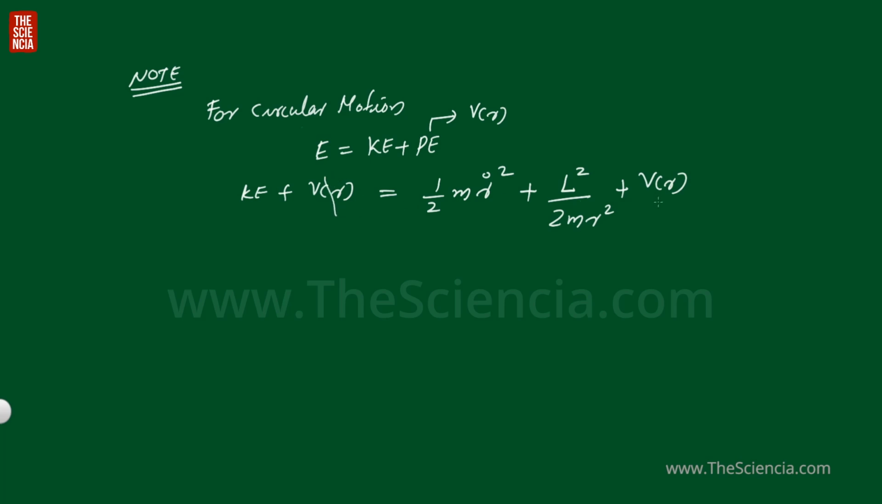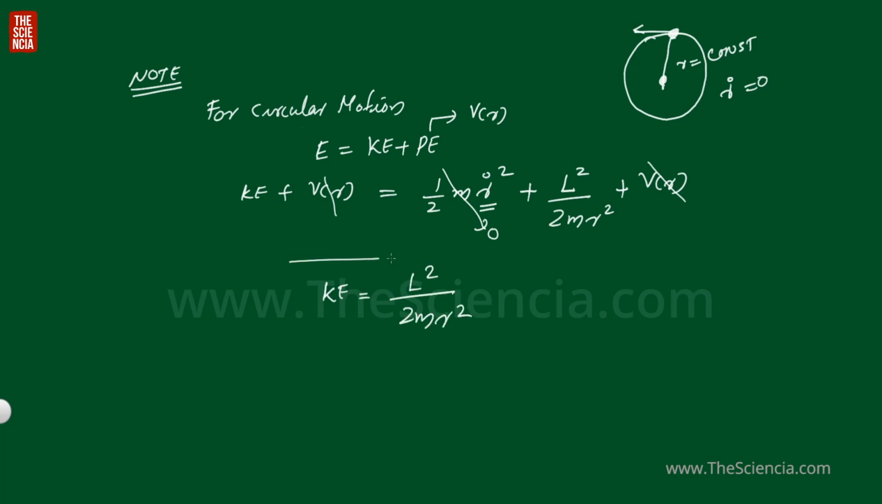So we can cancel this V of r and V of r, and we know in a circular motion, that is like this one, a mass is moving. So in the circular motion, you know this is the radius r and this is equal to a constant. So r dot is equal to 0. So this term will be equal to 0. So we get kinetic energy in a circular motion is equal to L square by 2mr square. This is always true for circular motion.